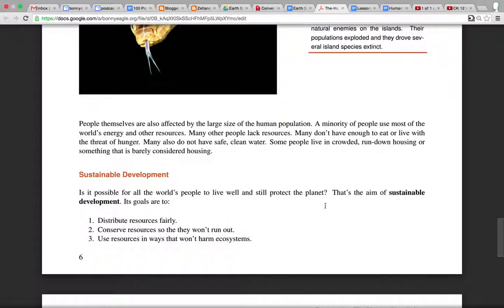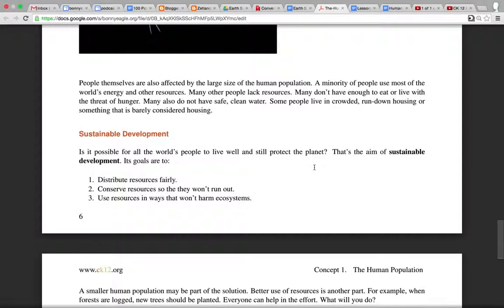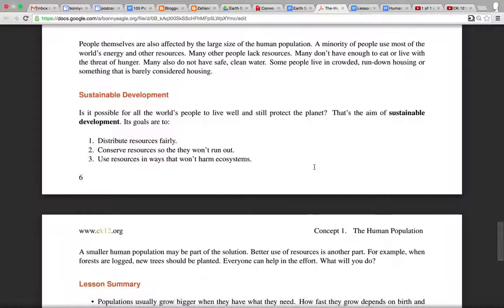You people are using the majority of the resources in the world. Many other people lack resources. Many don't have enough to eat or live with the threat of hunger. Many also don't have safe, clean water. Some people live in crowded, rundown housing or something that is barely considered housing.